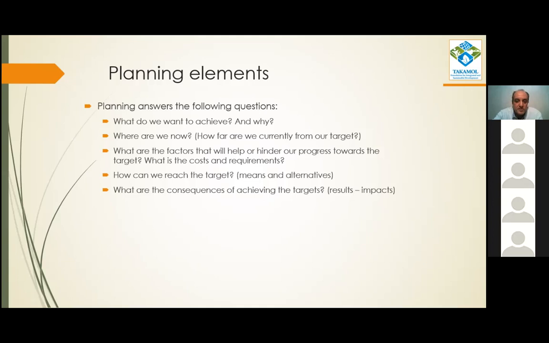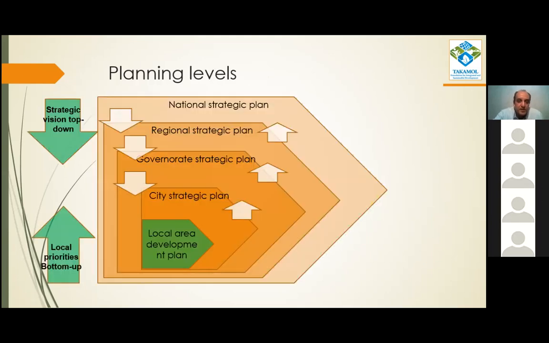What are the costs and requirements? And then the question of how can we reach these targets and what are the consequences of achieving the targets? What are the results or impacts of our planned intervention? So we have the levels of planning.